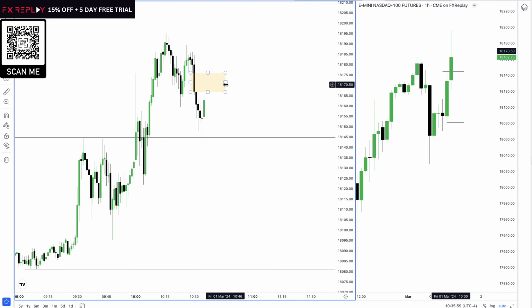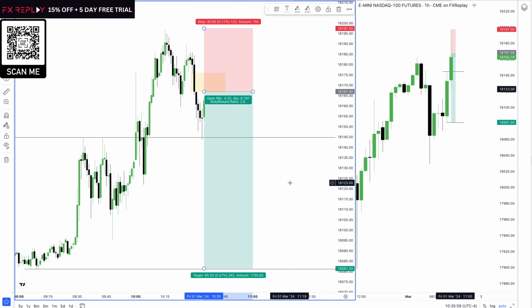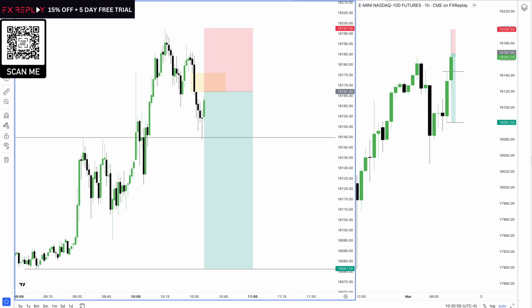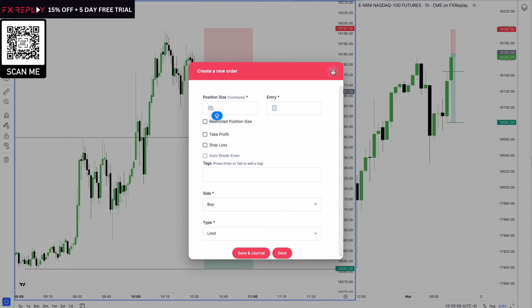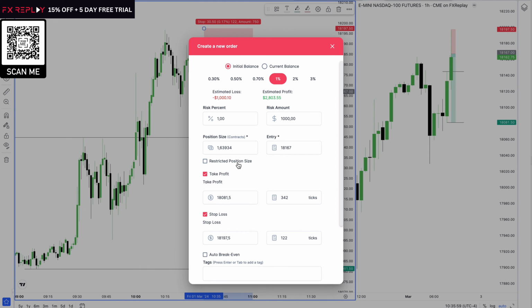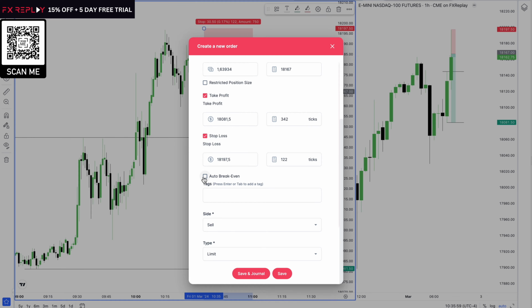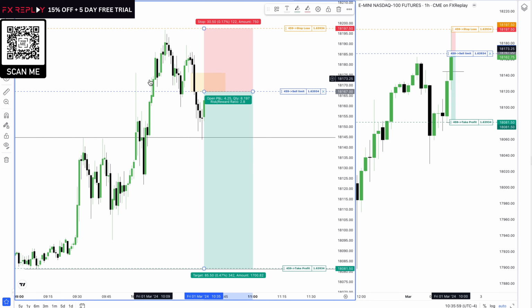Okay, with the breaker. But then I would like to enter here, stop loss above the high, take profit the lows, or 1, 2, 2, 8. Then you press place order. If you select it, place order, it's already here. You don't forget to select it. 1%. And then sell limit and press save. And now let's see what price does.